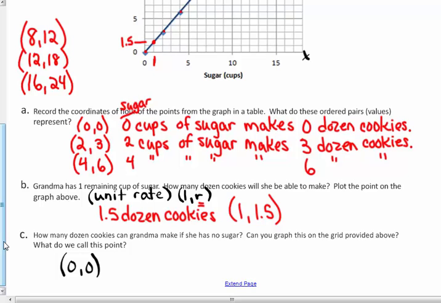How many dozen cookies can Grandma make if she has no sugar? Well, we already answered that. 0 cups of sugar makes 0 dozen cookies. What do we call that point? It's the point 0, 0. It's called the origin. So that's the second key point that we're going to talk about with proportional graphs. We know it has to go through the origin. It also has to go through the unit rate, meaning that there's a constant, the constant of proportionality. And then the graph will be in a straight line. So it has to have 1, r on the graph.